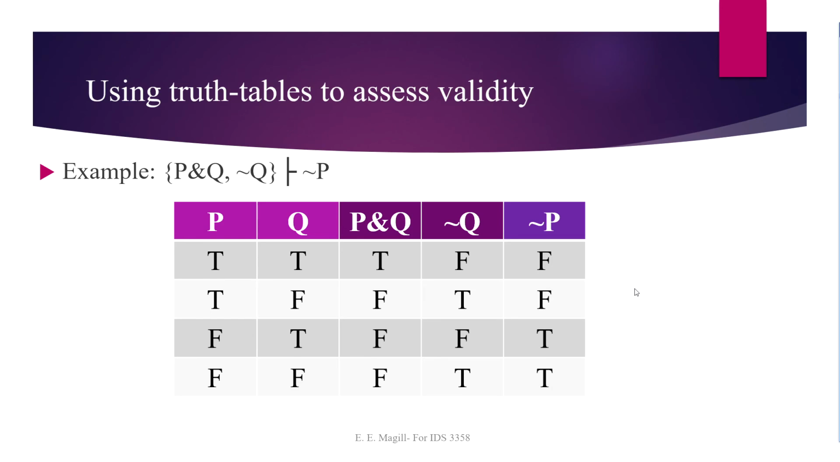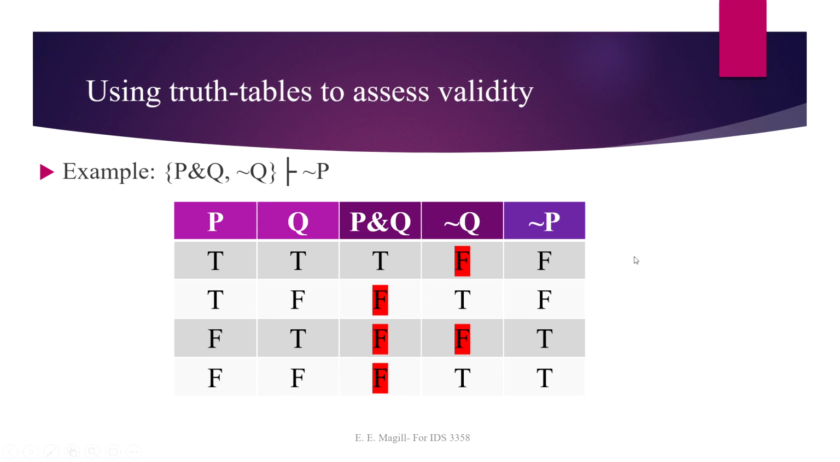Now we need to look for any row on which both premises are true. And there isn't one. On every single row of this truth table, at least one of the premises is false. And that's because P and Q and not Q are logically inconsistent. So what do we say about this argument? Is it valid or invalid?